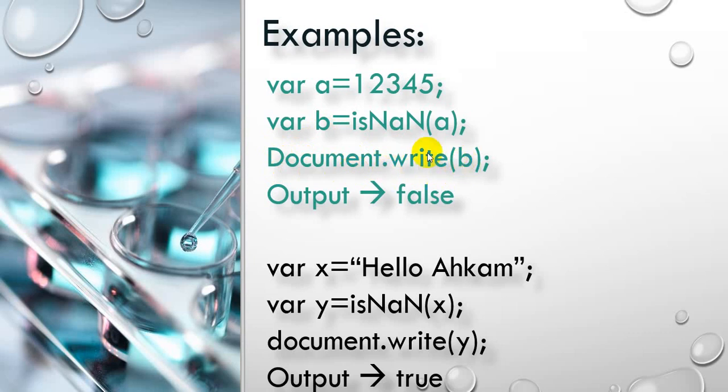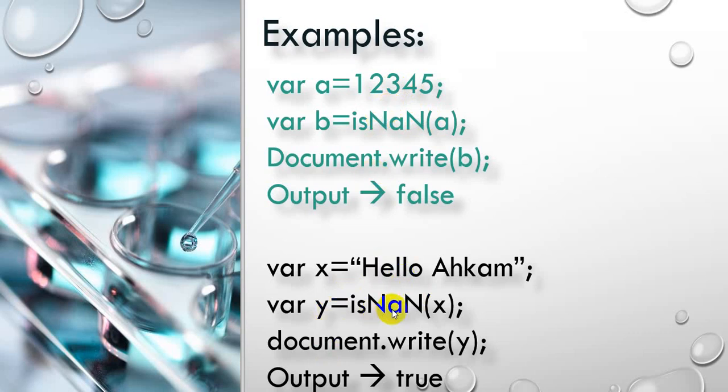So the value of b will be displayed. So it could be false. Why? Because the value is a number. So it is checking not a number. So if it is a string, it will display true.